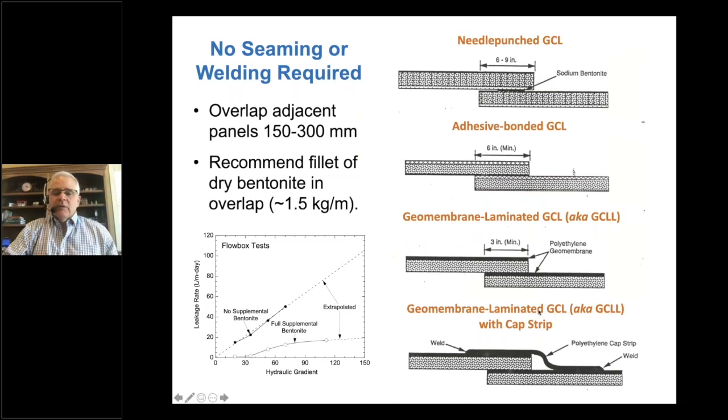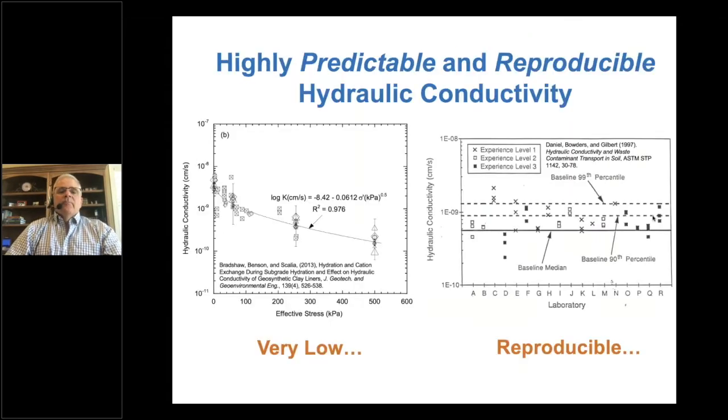And those can be overlapped. And in some cases, people will actually weld a cap strip over those. That's not very common. I haven't done that very much myself. But I have used the geomembrane laminated products a lot in the last 5 years with a high degree of success. And a little later on in the series of webinars, we're going to talk about those in some of the case histories and how well they've worked. But the lack of having to put a physical weld or seam is a real advantage of GCLs. We roll them out, they're overlapped, I prefer to put a fillet of bentonite in the overlap, and away we go. Other aspects which are pretty strong attributes of GCLs is that the conductivities are very low.